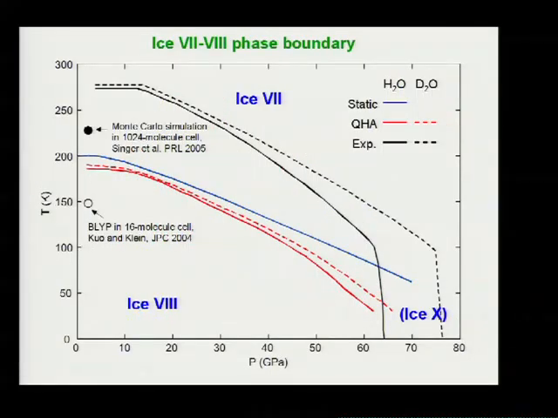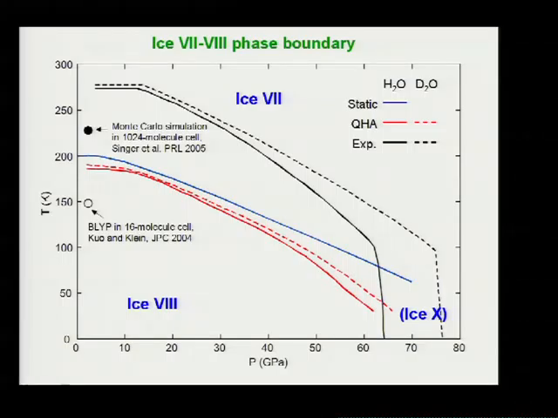So this is the final result. The solid blue lines are the calculated static phase boundary between ice VII and ice VIII. The red solid line and dashed line denote the QHA result for H2O ice and D2O ice. The black lines denote the experimental result. As you can see, our calculated result reproduces a negative Clapeyron slope.